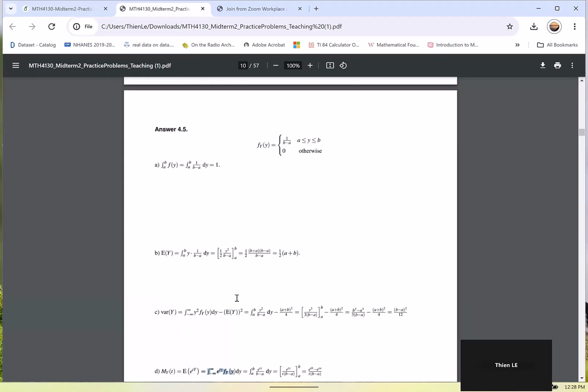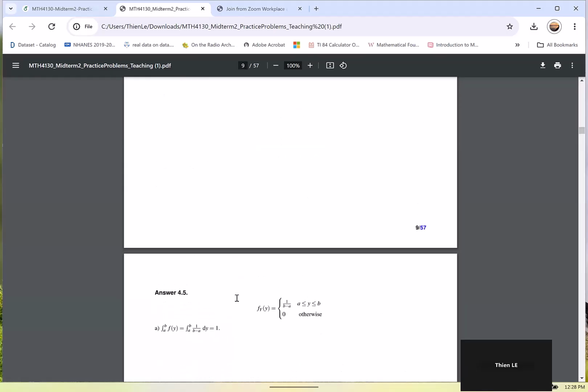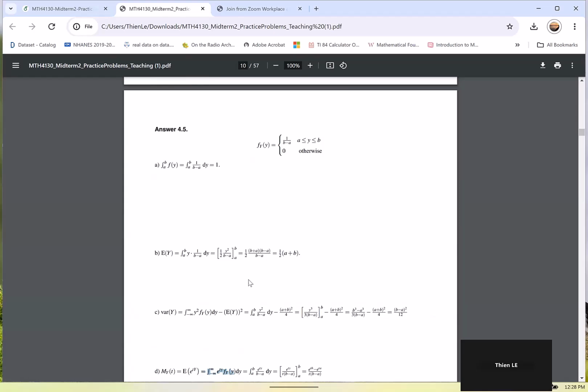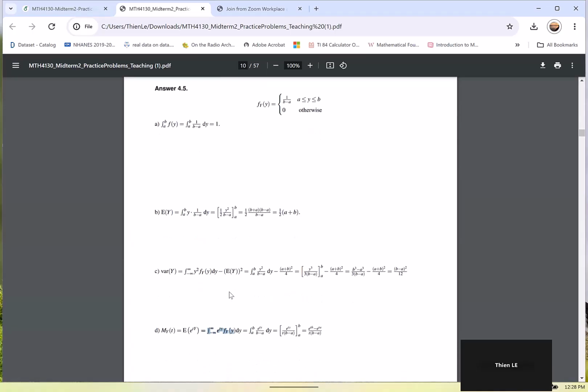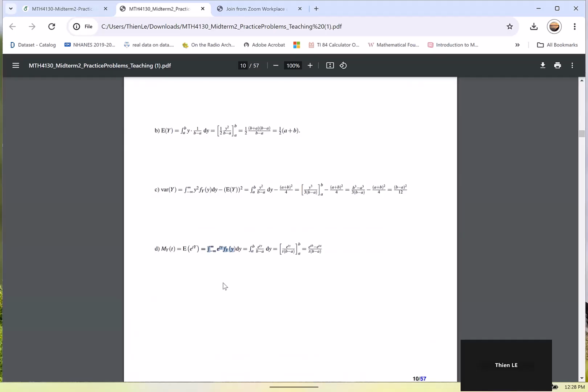So the uniform is very nice to work with, right? The calculation is simple, because basically it's just a constant, and you can take it out easily. And for the mean or the variance, you just do a little bit of labor for the integral of a polynomial.